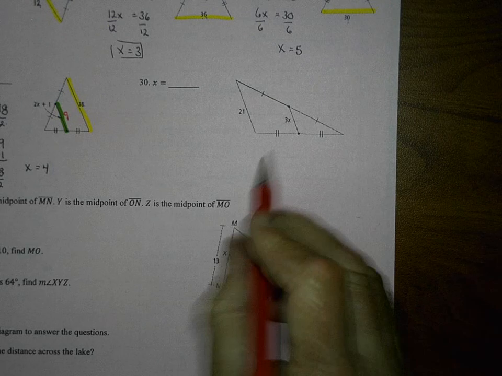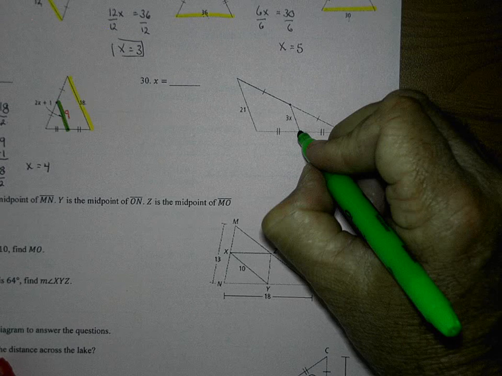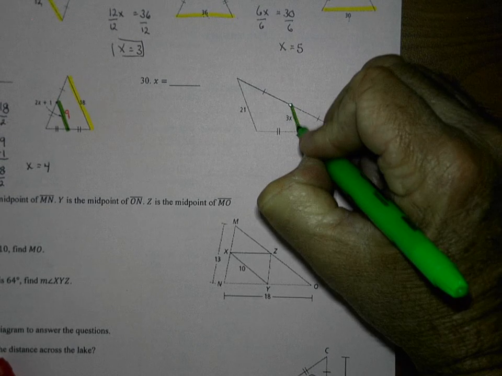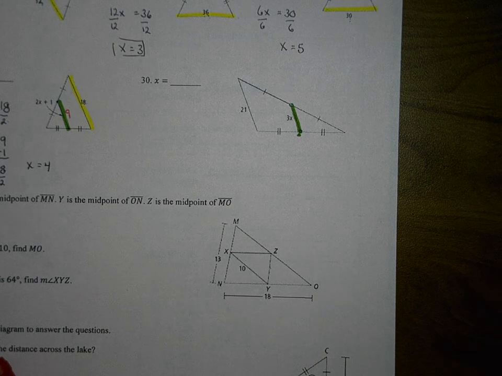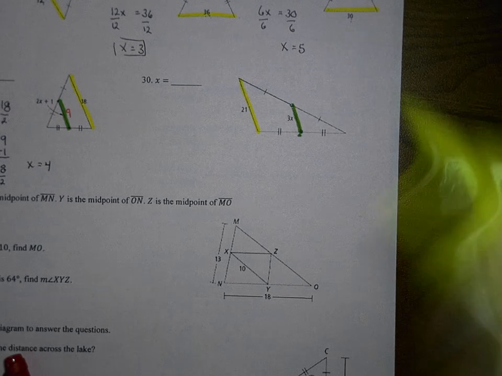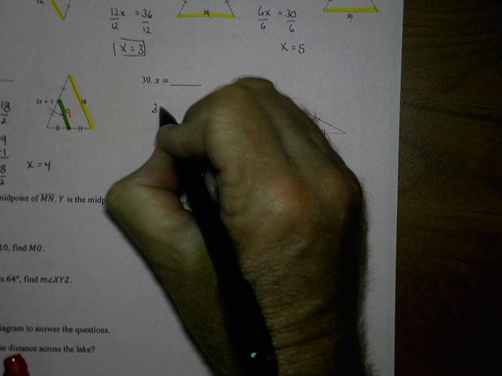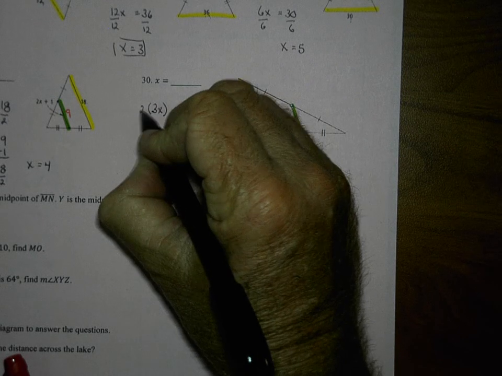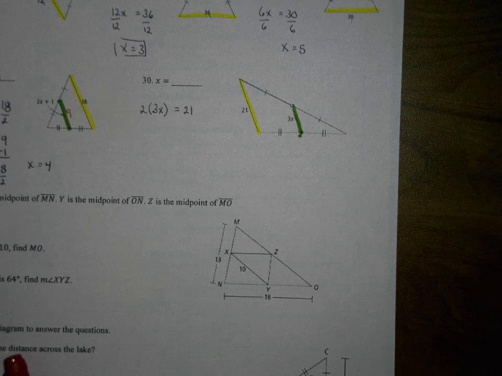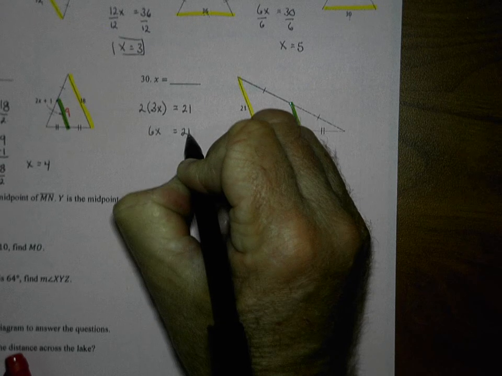Last problem that was assigned to you, number 30. Same concept. I have a midpoint, and I have a midpoint, and I connect them to make a mid-segment. And then I compare that mid-segment to the third side of the triangle, in other words, the side that it's parallel to. And the rule is you have to double the mid-segment. So 3x, you got to double it, so you multiply by 2, and then it will be equal to the third side of the triangle, 21. Okay, 2 times 3x is 6x.